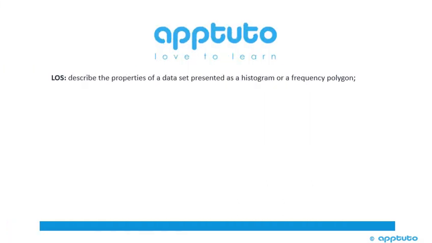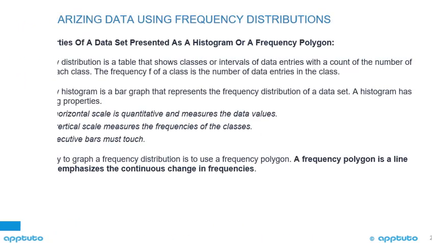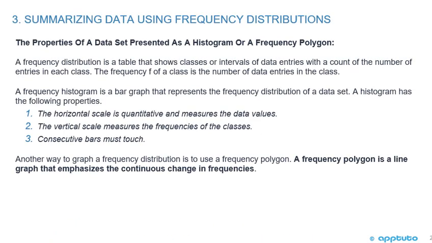This LOS is to describe the properties of a data set presented as a histogram or a frequency polygon. A frequency distribution is a table that shows classes or intervals of data entries with a count of the number of entries in each class. The frequency f of a class is the number of data entries in the class.